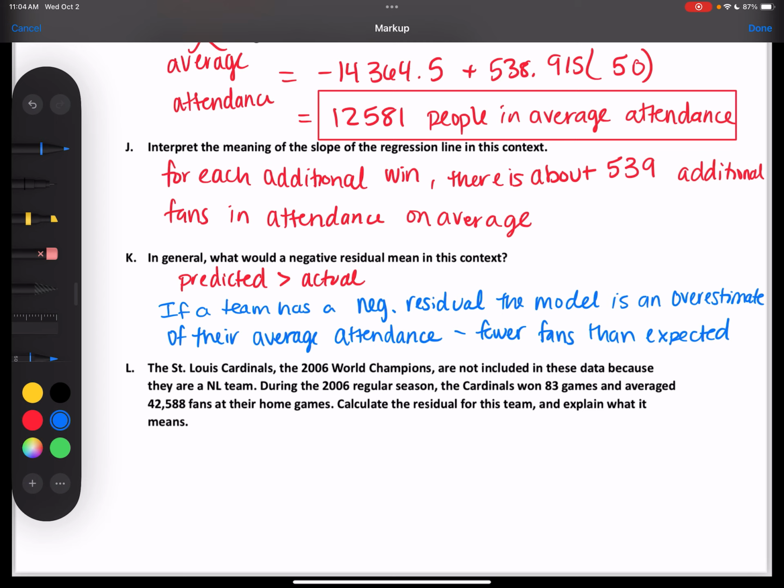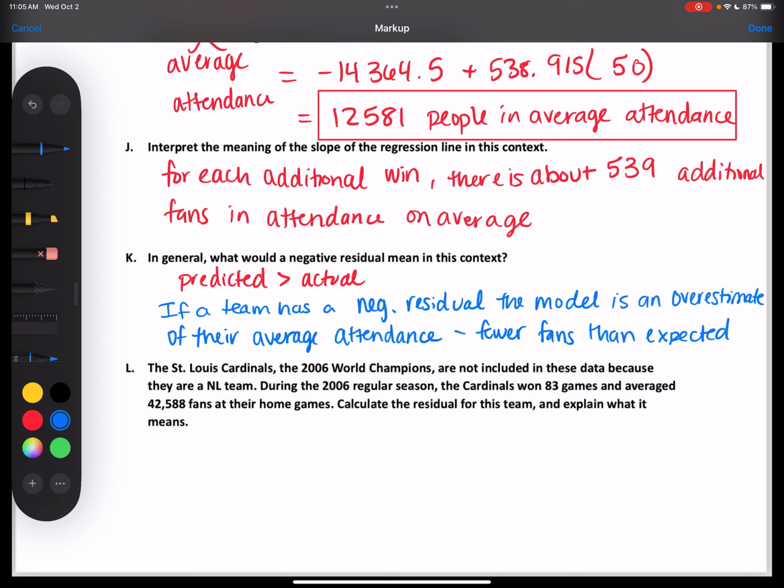Y'all both have study hall this period, right? Mm-hmm. Okay. I'm going to try to just wrap up this last question so we don't have to finish this one tomorrow. And then there's one more actual example we'll do tomorrow, but this will end this question. So the Cardinals that won the World Series in 2006 are not included in this data because they were an NL team and we were only dealing with American leagues. Okay. So the Cardinals won 83 games and averaged 42,588 fans at their home games. Calculate the residual for this team and explain what that means.